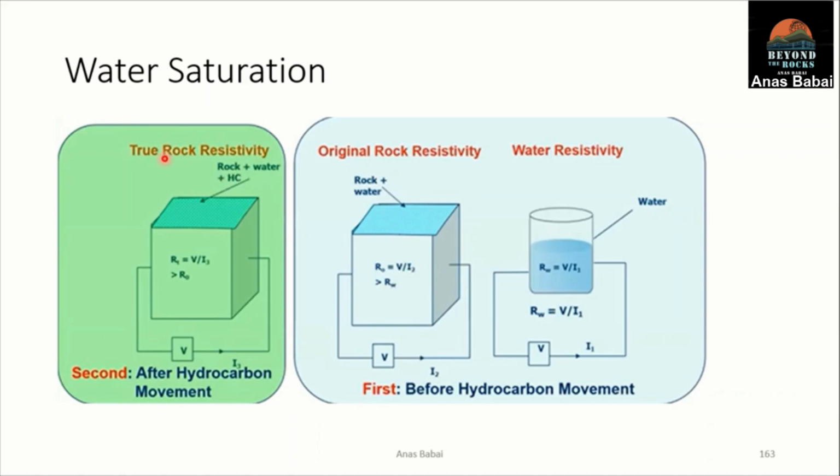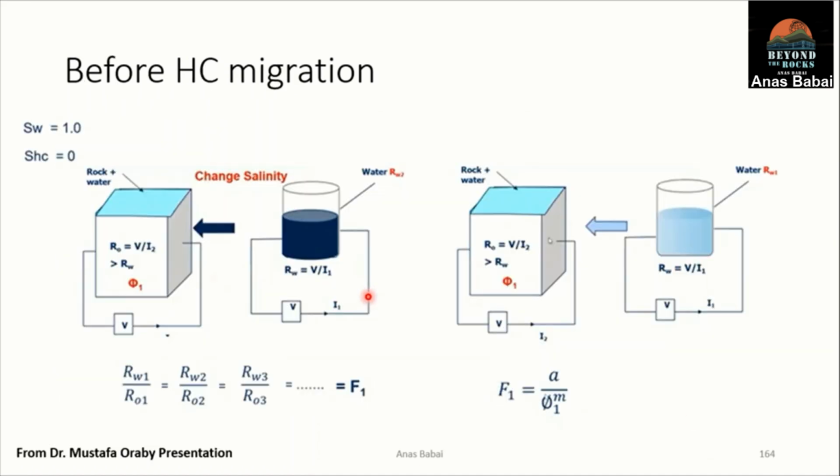The third case is RT, or the true resistivity. In this case we are dealing with rock, water and hydrocarbon: a rock which is saturated with both water and hydrocarbon. So the resistivity that we are measuring in this case is RT, and this is after hydrocarbon movement, and this one is before hydrocarbon movement.